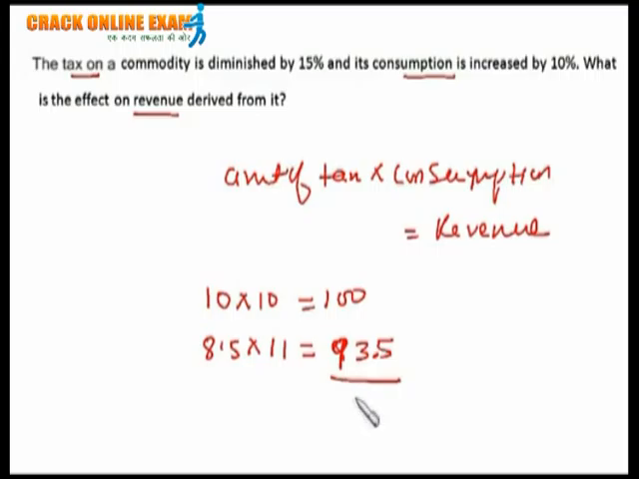So what's the net increase? I'm sorry, there is a decrease. It is 6.5%. If tax is decreased by 15% and consumption is increased by 10%, then the net effect on revenue is 6.5%, and that is a downfall. So there is a downfall in the revenue. I hope you are getting my point.